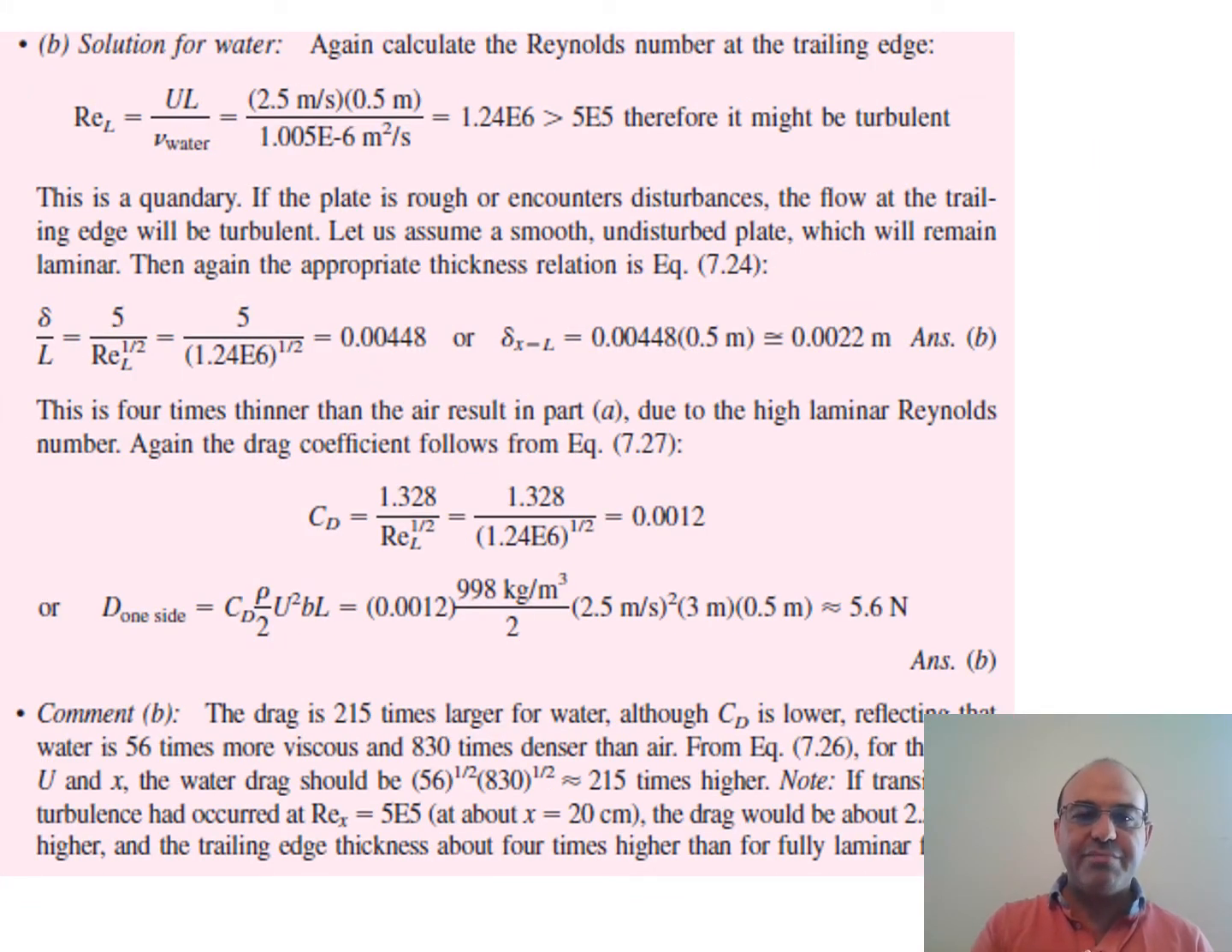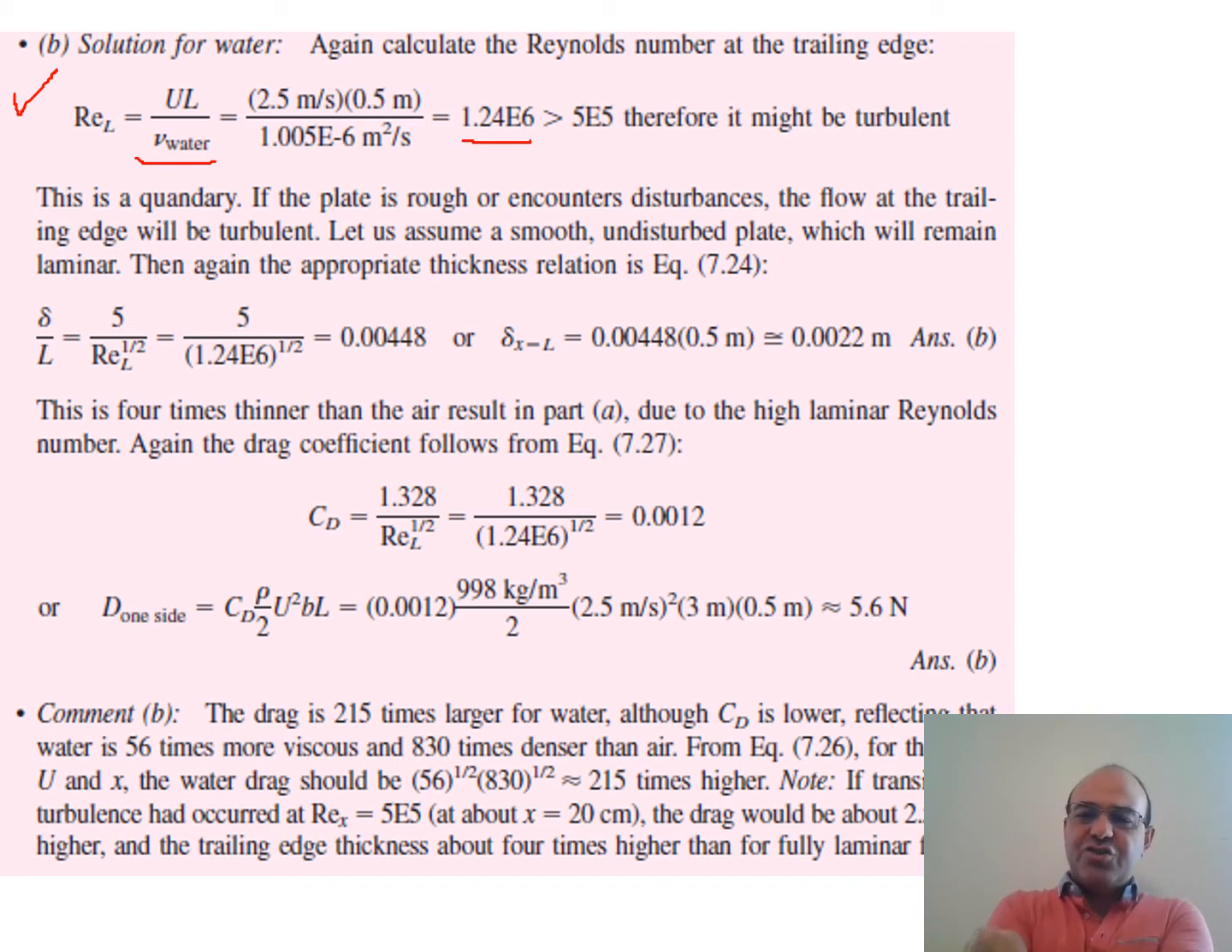Then let's do the same problem, but this time for water instead of air. So for water, we use nu of water, and the Reynolds number for the same plate becomes 12.4 × 10^6. So it's larger than 5 × 10^5, but it's still close. So it's indeed in the transition region.